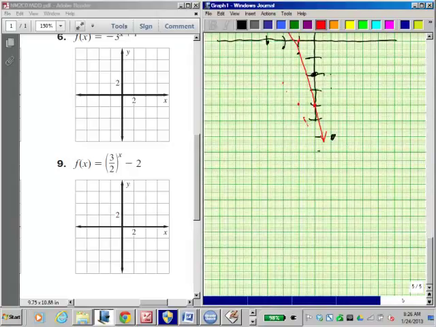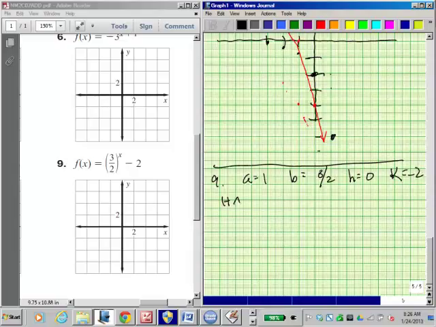So this number 9. A is 1, B is 3/2, H is 0, K is -2. We have a horizontal asymptote, Y equals -2. Domain, it's all real numbers. Range, Y is greater than -2. Okay, everybody good so far? We got the asymptote, we got the domain, then we got the range, we broke down the letters.